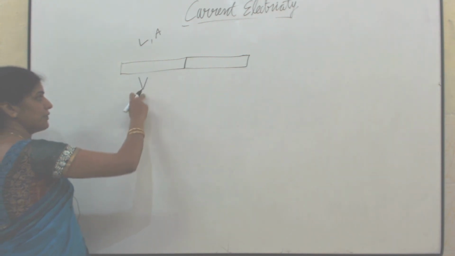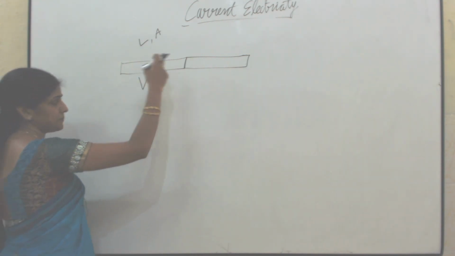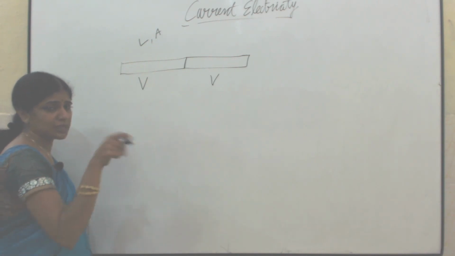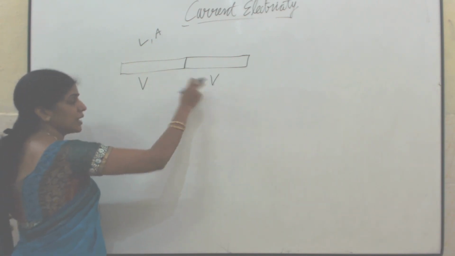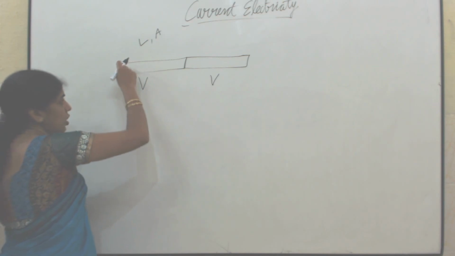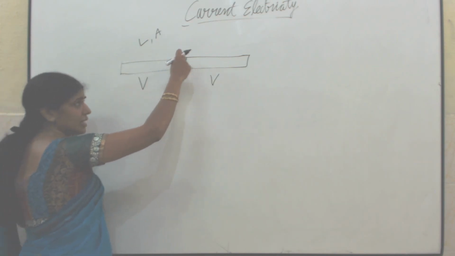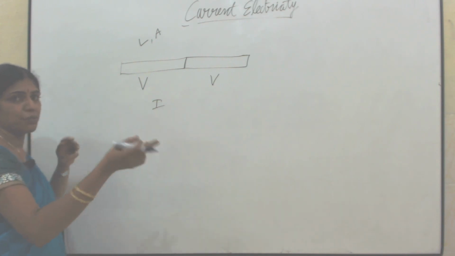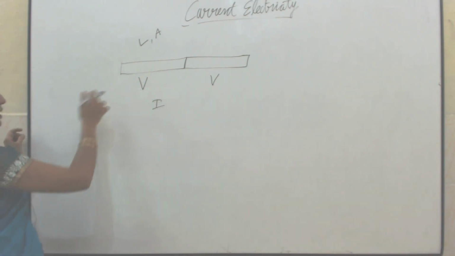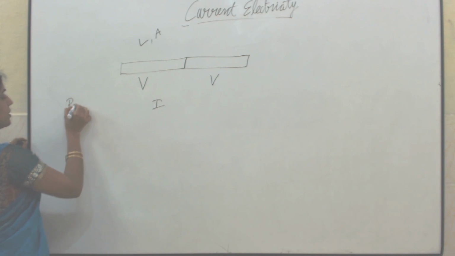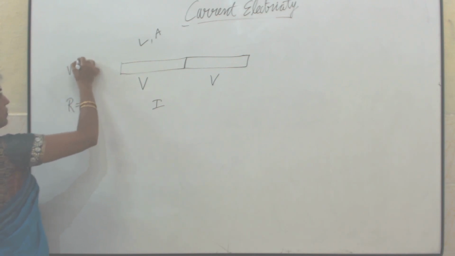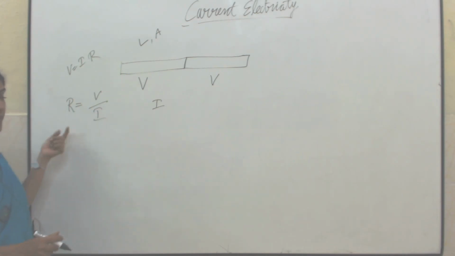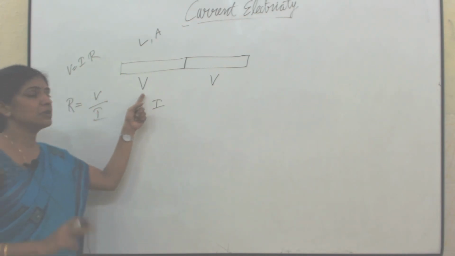Let V be the potential developed in the first slab. Here, it will also produce its potential, so there will be some potential difference in this slab. Let that be V. The same current will be flowing in this conductor. Let I be the current flowing in both the conductors. Now, we know that V equals IR, so R equals V by I. This is the resistance suffered by the first slab.